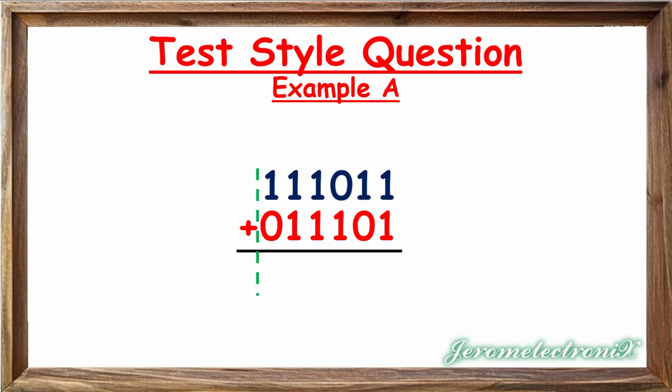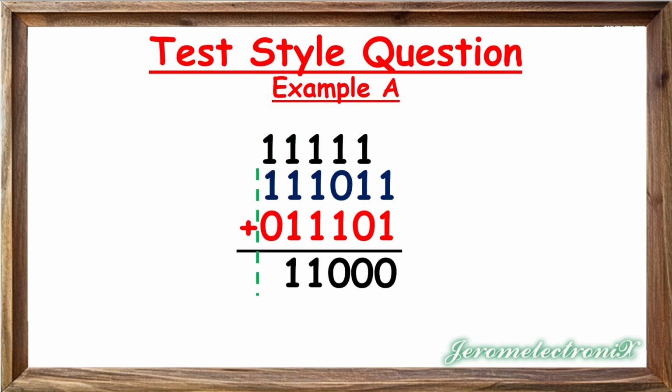Okay, so there we go. 1 plus 1 is 1, 0, or 2 in binary, carry the 1. 1 plus 1 is 2 in binary, carry the 1. 1 plus 1 is 2 in binary, carry the 1. 1 plus 1 plus 1 is 3, but in binary, that's a 1, 1, carry the 1. 1 plus 1 is 2, carry the 1. 1 plus 1 is 2, and that's a 1, 0 in binary.